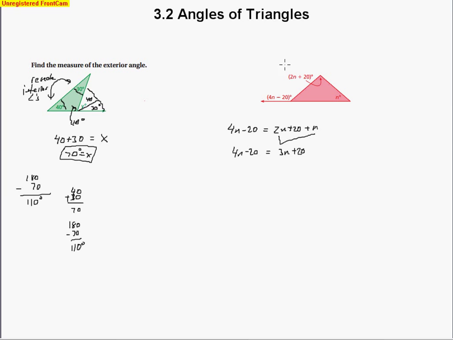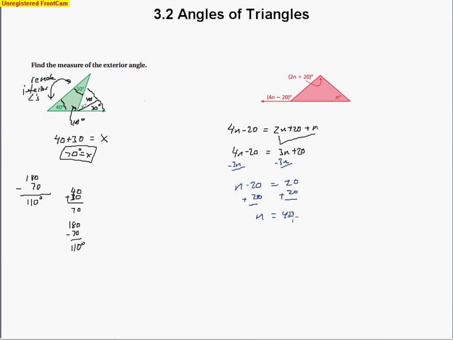And then I just do opposite operations. So I'll go ahead and subtract the 3n from all sides. So it leaves me with 1n. So I'm left with n minus 20 equals 20, and then I just add the 20. So add 20 to 20, and that gives me 40. But that's not the answer I'm looking for, because they're going to want the exterior angle. Find the measure of the exterior angle.